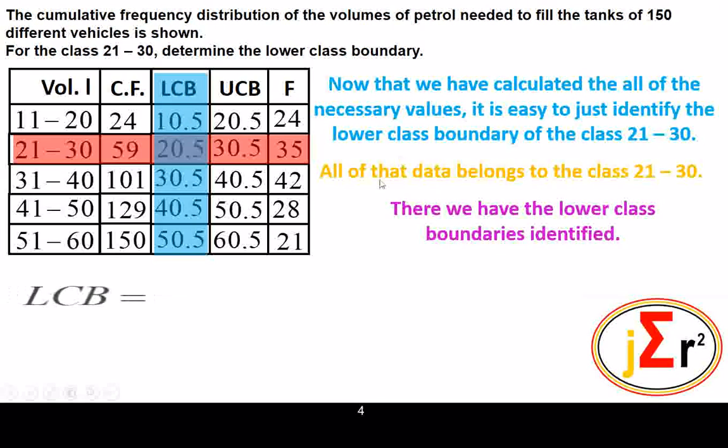And finally, the lower class boundary that we are seeking, which is the lower class boundary of the class 20 to 30, and that value will be 20.5 liters. As a matter of fact, the unit is given in this particular case.